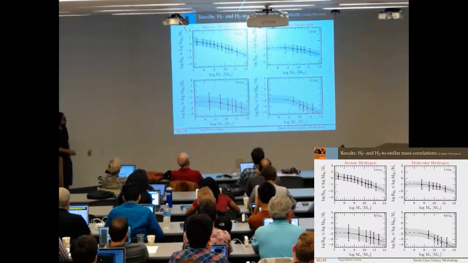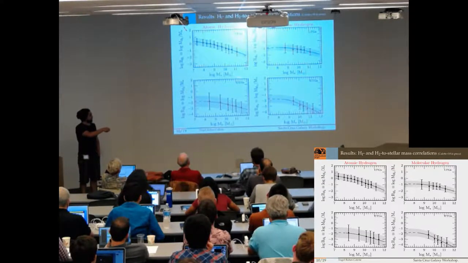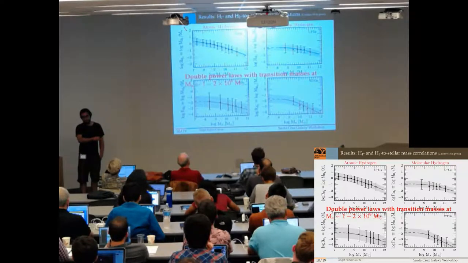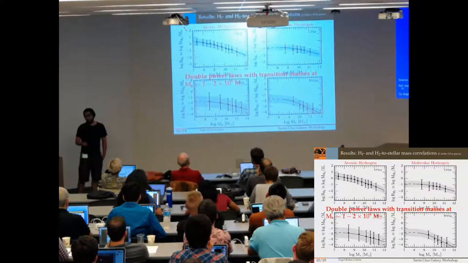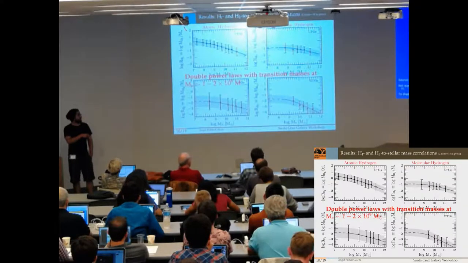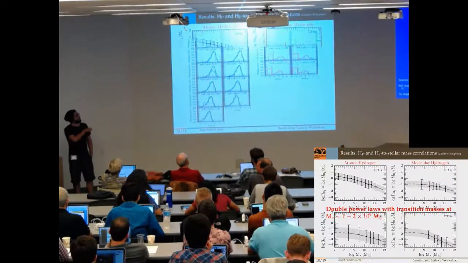And, well, I'm showing here the fitted correlations. We find that the best fit was a double power law with a transition mass, more or less, at 2 times 10 to the 9 in stellar mass.